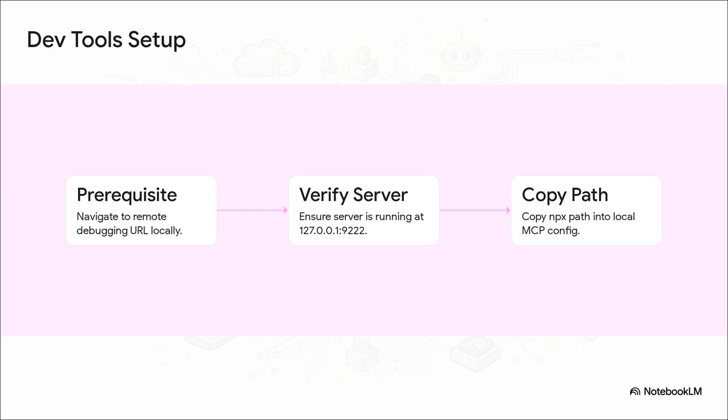You must spin up the server at port 9222. Once you see that verification message that the server is running at 127.0.0.1, port 9222, you're good to take the Chrome DevTools NPX path and drop it right into that local MCP configuration file we were just talking about.